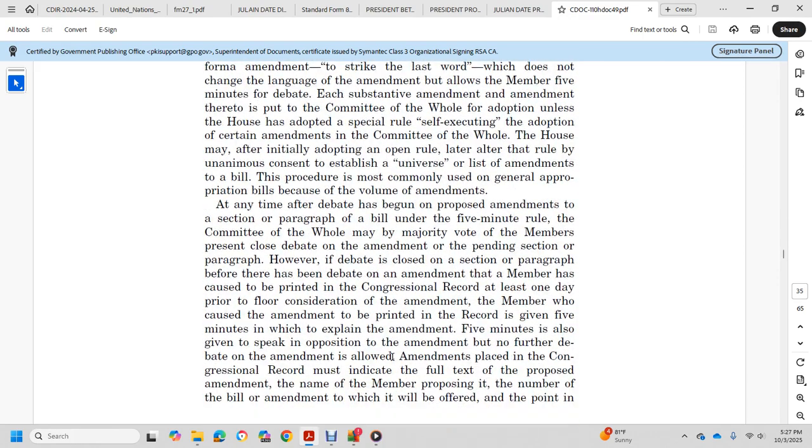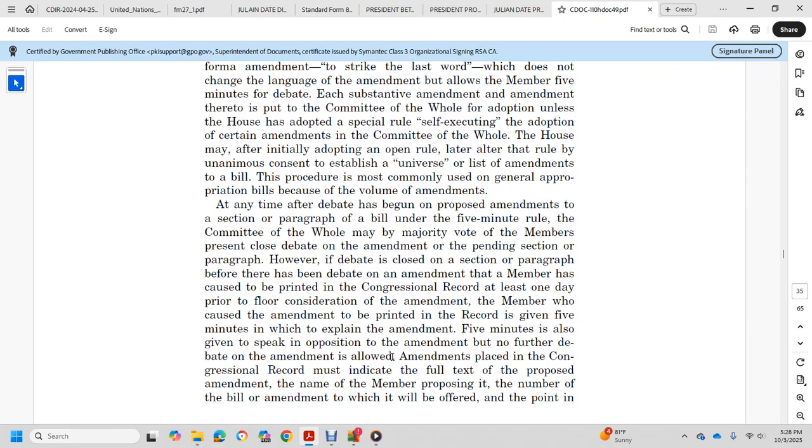At any time after debate has begun on a proposed amendment to a section or paragraph of the bill under the five-minute rule, the Committee of the Whole, by majority vote, may permanently close debate on the amendment pending to the section or paragraph. However, if debate is closed on the section or paragraph before the debate on a member's amendment, that member is protected if the amendment was printed in the Congressional Record at least one day prior to floor consideration of the amendment.